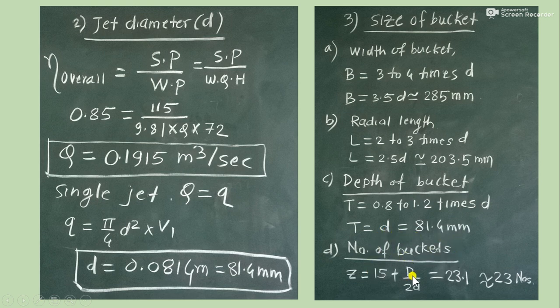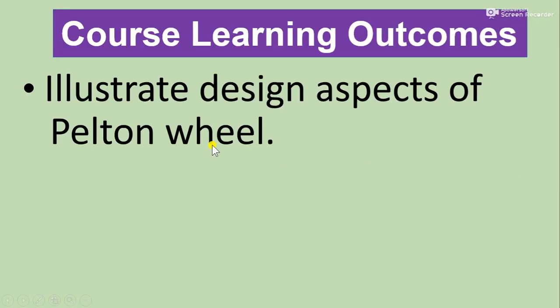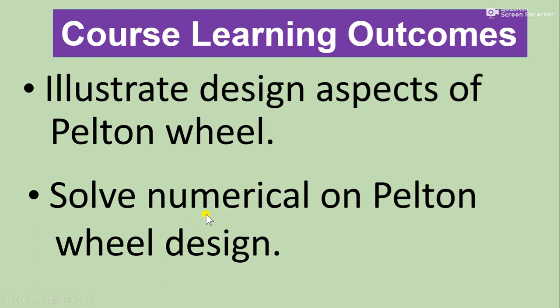And finally the number of buckets can be obtained by using the formula Z is equal to 15 plus D by 2d, where D is the wheel diameter and d is the jet diameter. So here we put the wheel diameter and jet diameter and get the answer for the number of buckets. In this way you can solve different numericals of Pelton wheel design. So after this session you can illustrate design aspects of Pelton wheel and you can solve numericals on Pelton wheel design.